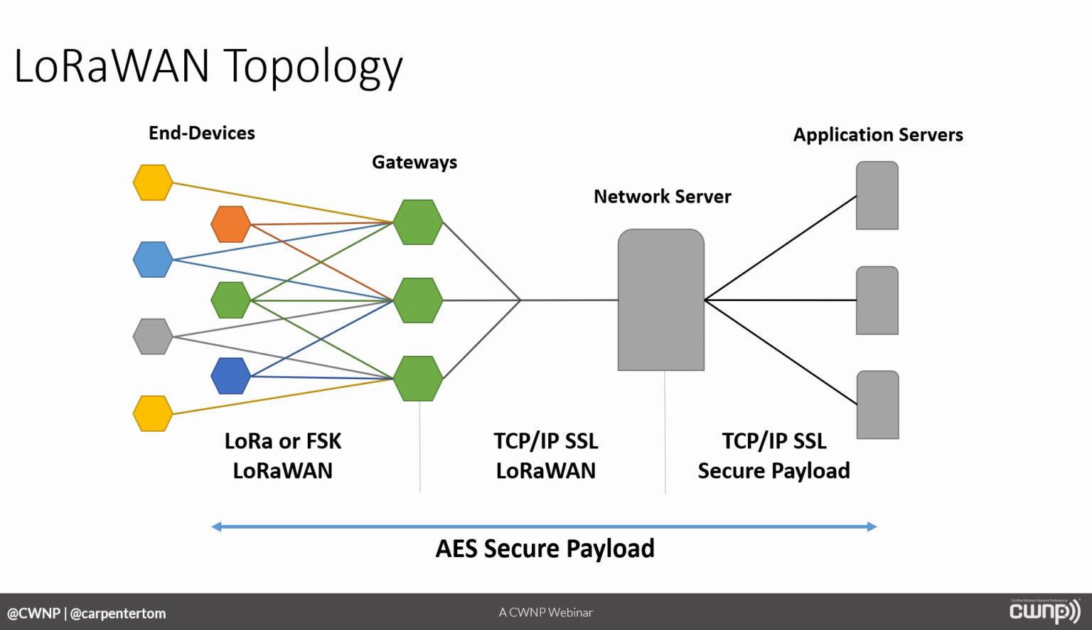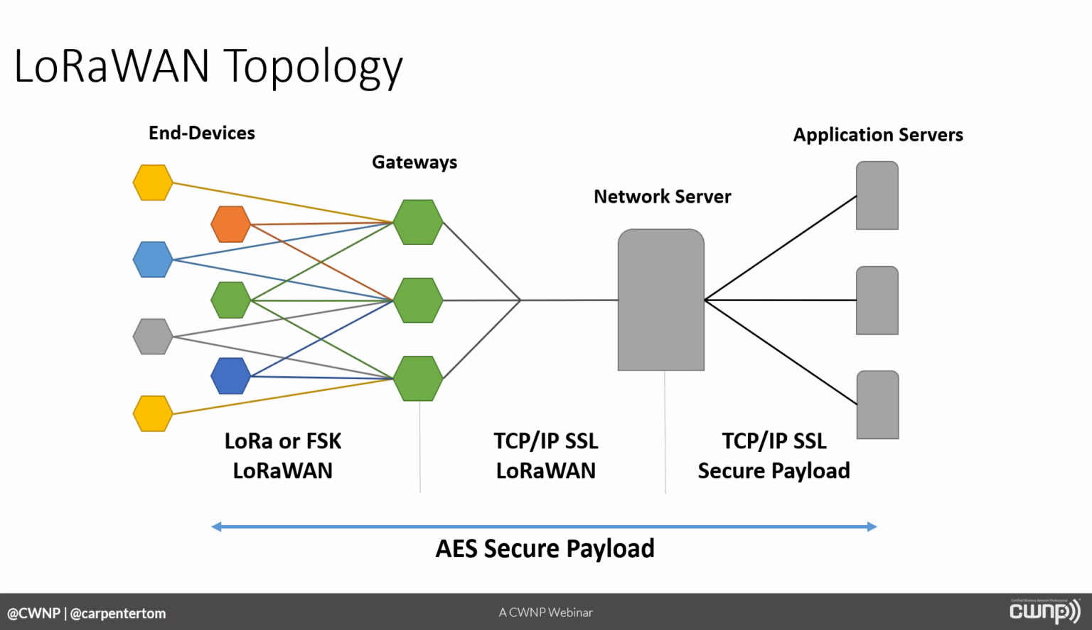But before I leave this slide, let me point out that there are really two ways that you can use LoRaWAN. One is you can implement your own entire architecture. So you can have your own gateways that talk to your own network server and that in turn talk to your own application servers. Or you can use a service provider.